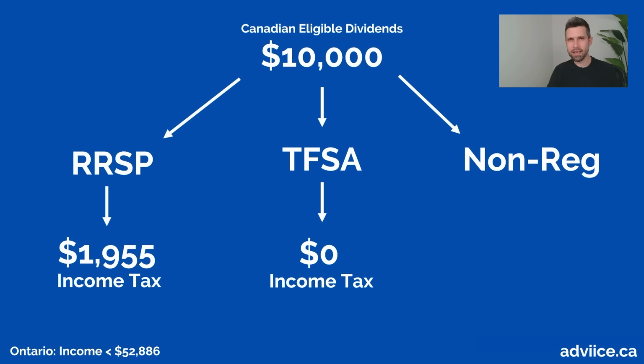Well, it's not. At this income level in Ontario, the non-registered account would lead to a negative tax of $755, a negative tax. You could actually use that negative tax to offset other tax on income that you earned at that tax bracket. This is why it's so important to understand how the dividend tax credit works and how it can lead to negative tax rates in retirement.